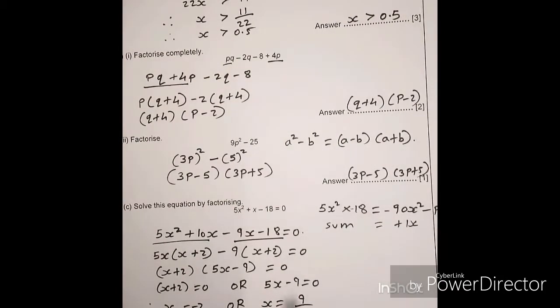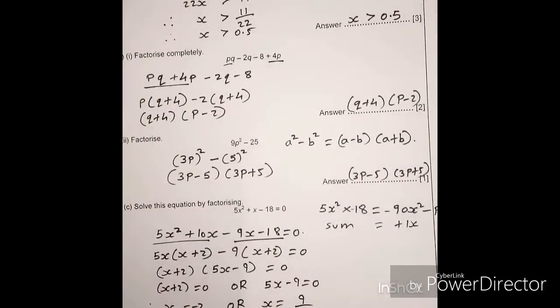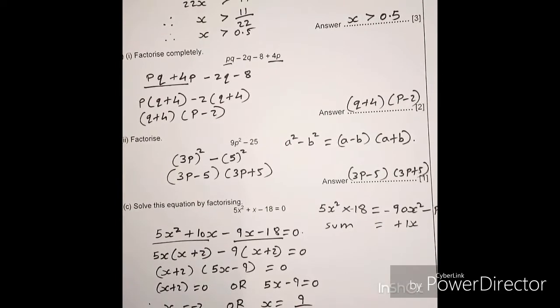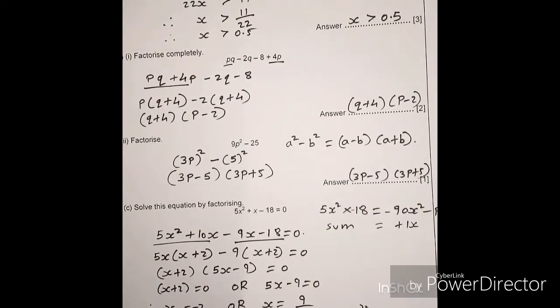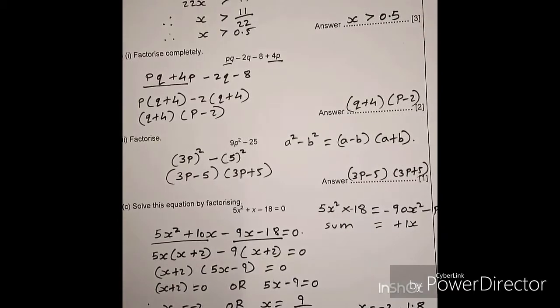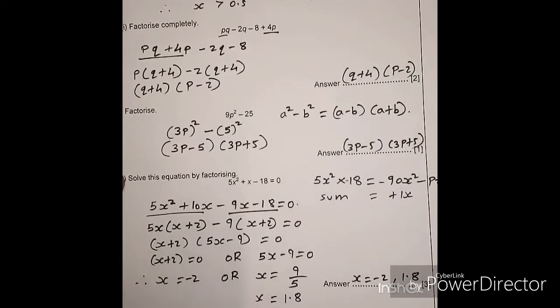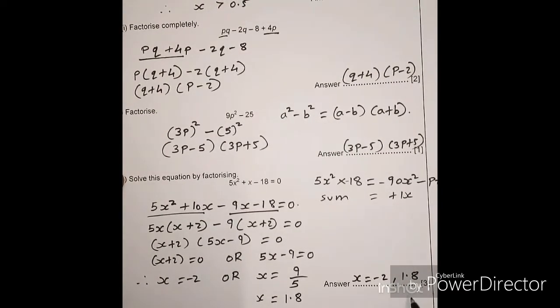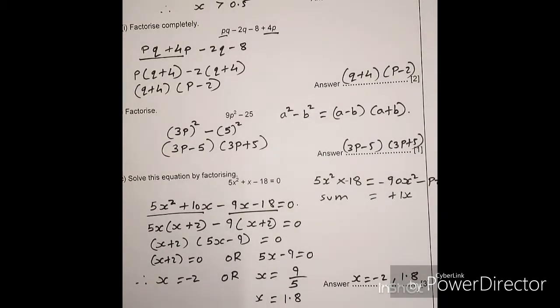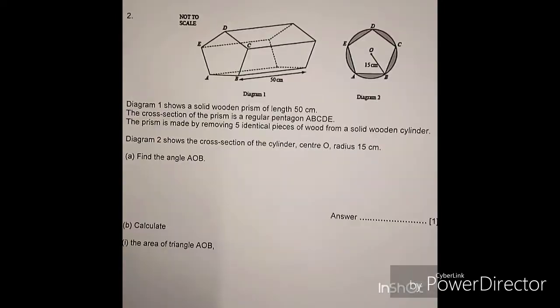You can leave this solution over here or you can further solve it and get the answer as 1.8. So you have two values of x, minus 2 and 1.8. So I believe that you have understood the solution till here, and let's move on to the next question.